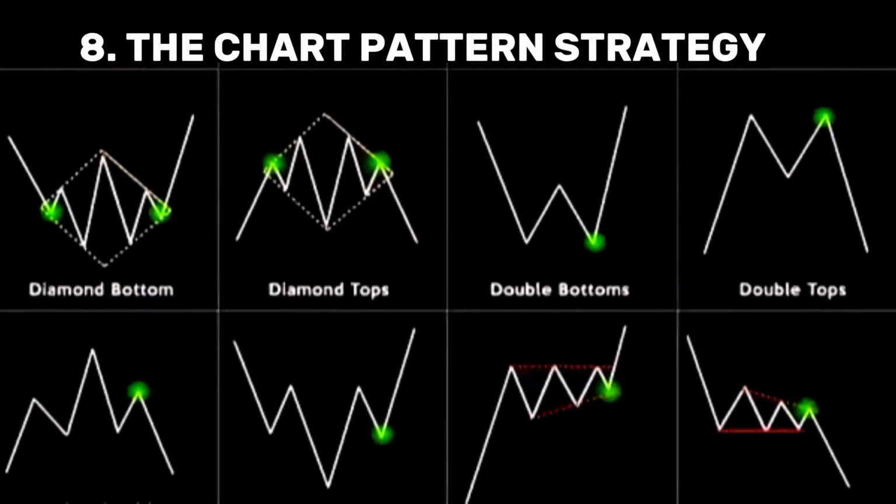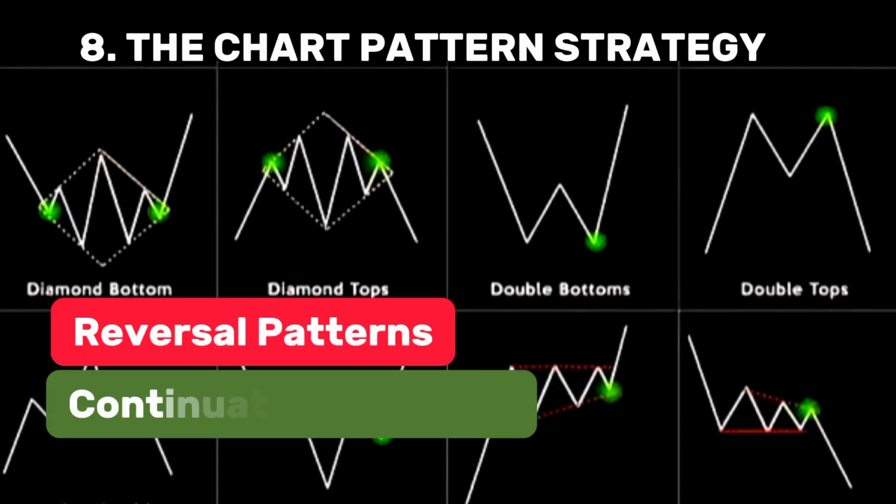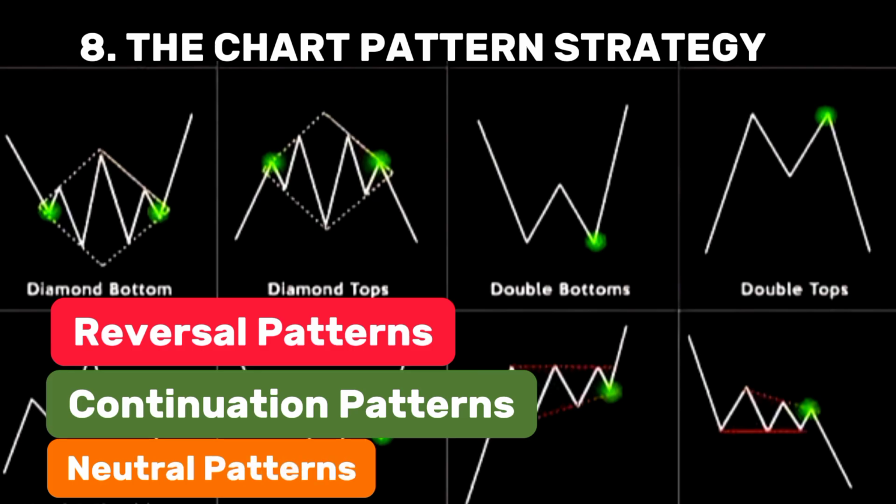The next trading strategy is the chart pattern strategy. This is actually a combination of different trading strategies made up of different structures in the market. It is made up of reversal patterns, continuation patterns, and neutral patterns, meaning that some of them appear to signal a reversal of the current trend to a new trend. Others appear on the chart to signal a continuation of the current trend, and some can appear to either signal a reversal or a continuation of the trend, depending on the breakout point.